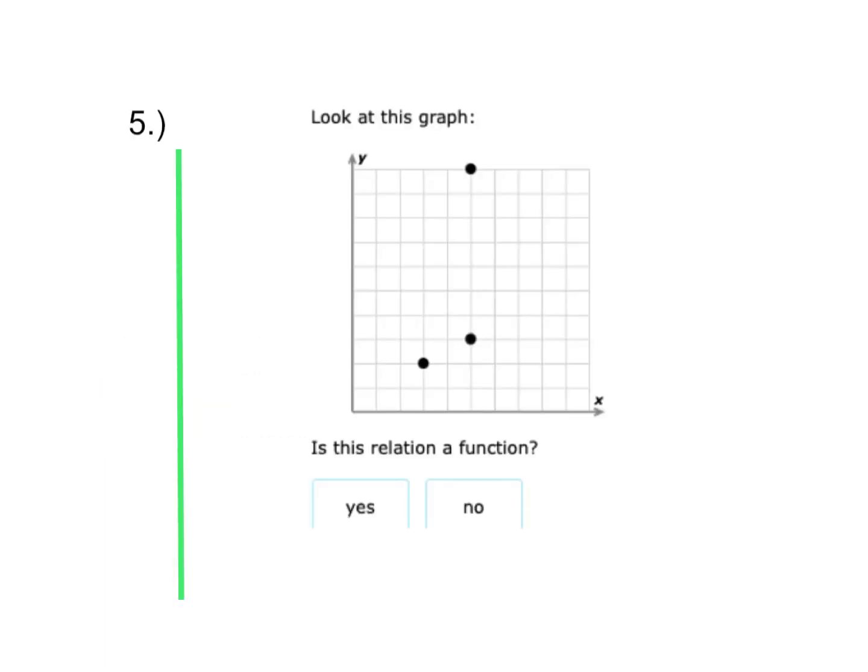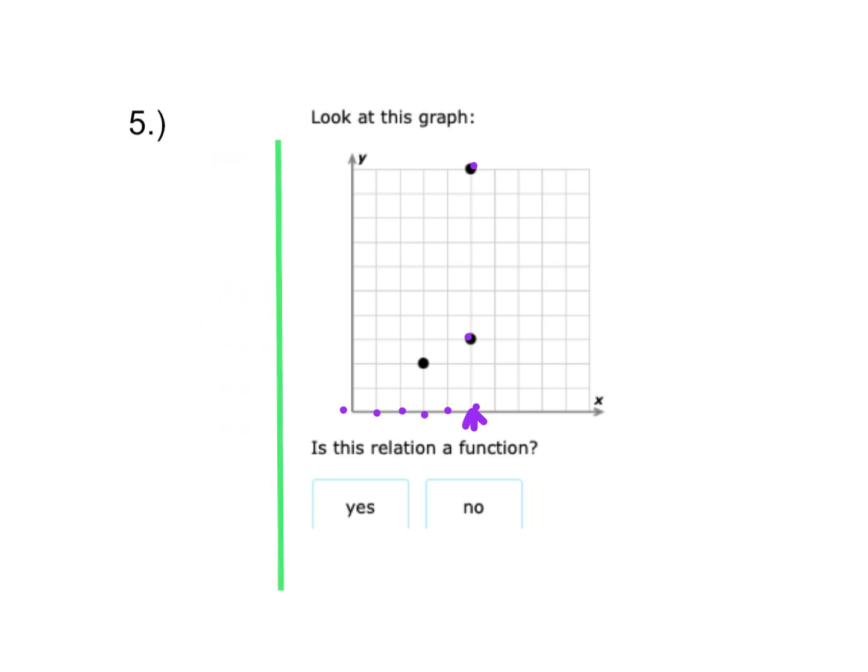Okay, is this a function? So looking at this graph, every input has exactly one output. I'm kind of eyeing up right here. This would be 1, 2, 3, 4, 5. The input of 5 would have 2 different outputs. It also does not pass the vertical line test.